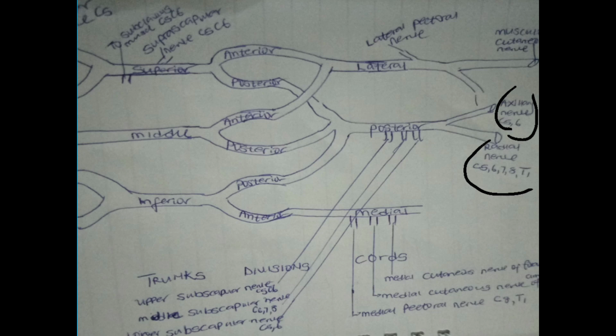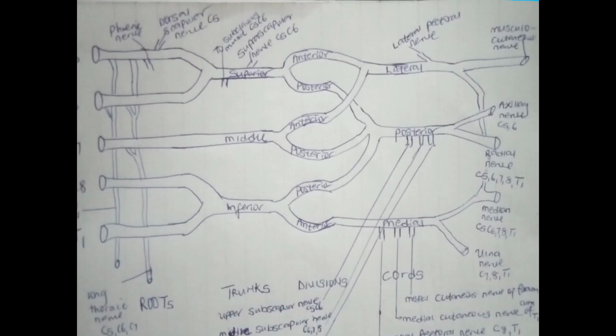I will have from the medial cord the ulnar nerve below. The ulnar nerve C7, C8, and T1. The ulnar nerve innervates the flexor muscles on the ulnar part of the forearm, the intrinsic muscles of the hand, and skin of the ulnar parts of the hand.